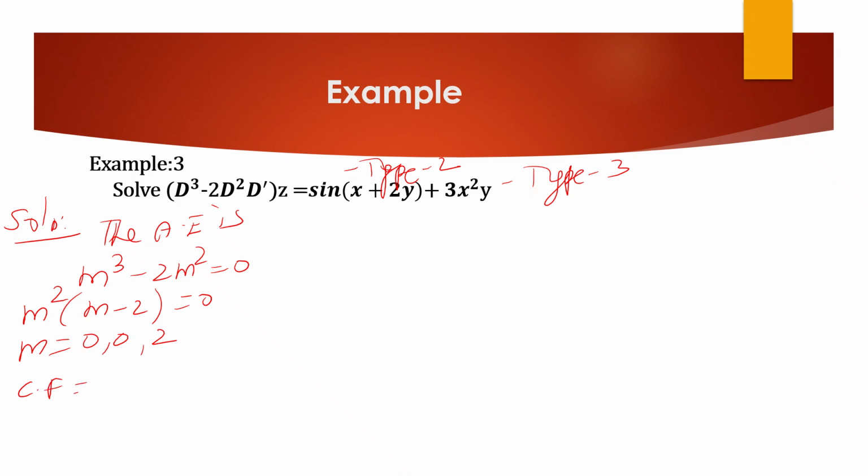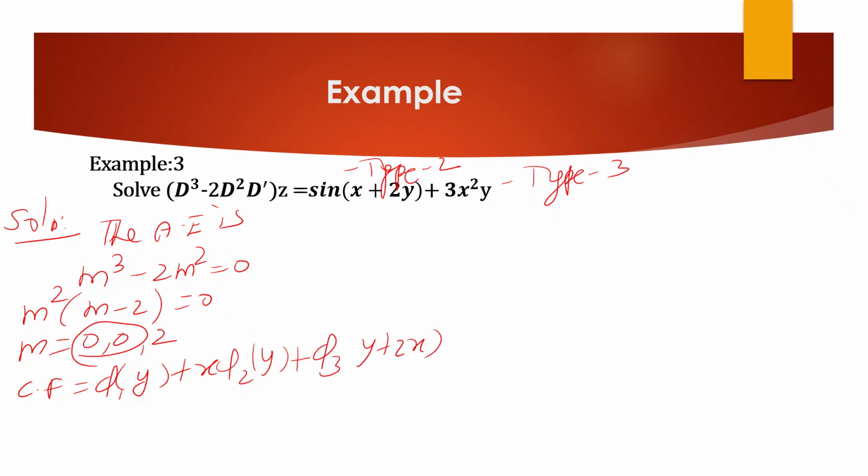Therefore the complementary function is phi 1 of (y plus m1 x), that is phi 1 of (y plus 0x), plus, since we have equal roots, x into phi 2 of (y plus 0x), plus phi 3 of (y plus 2x). So this is our complementary function. Considering the right hand side, for the first function you know how to find the corresponding particular integral because it is of type 2. So now let us concentrate on the second function because it is of type 3.